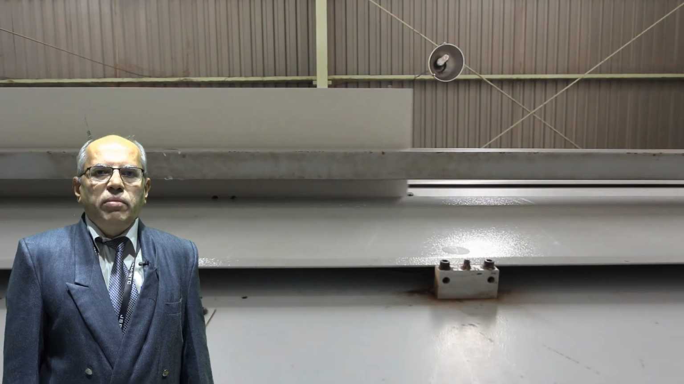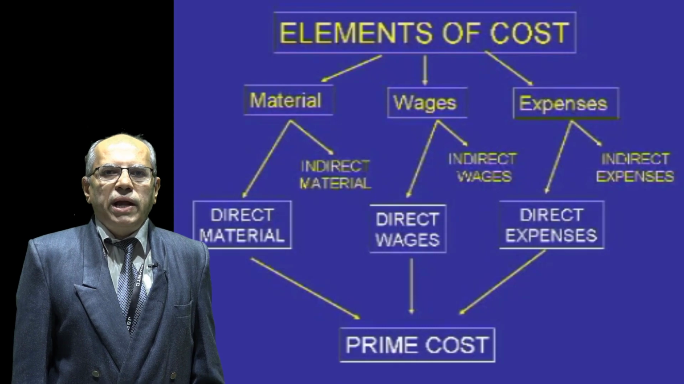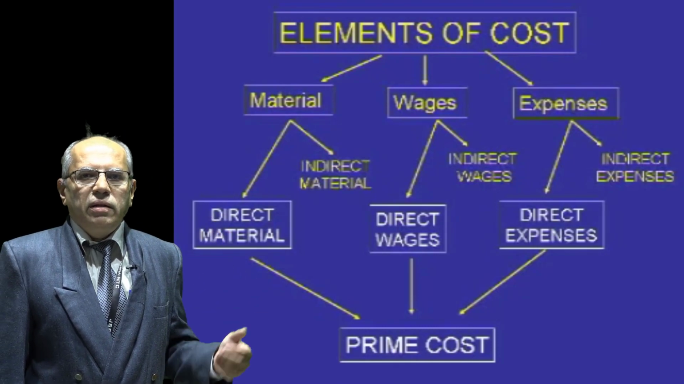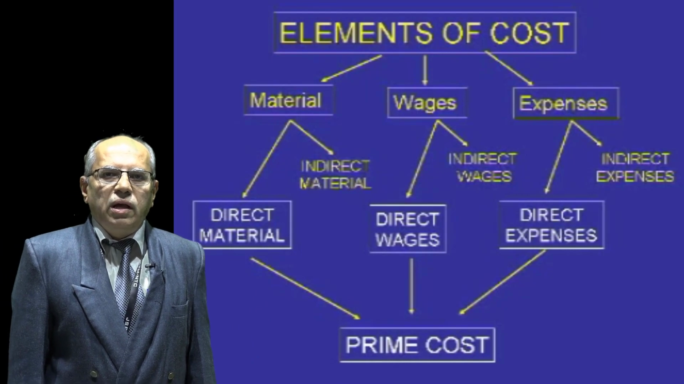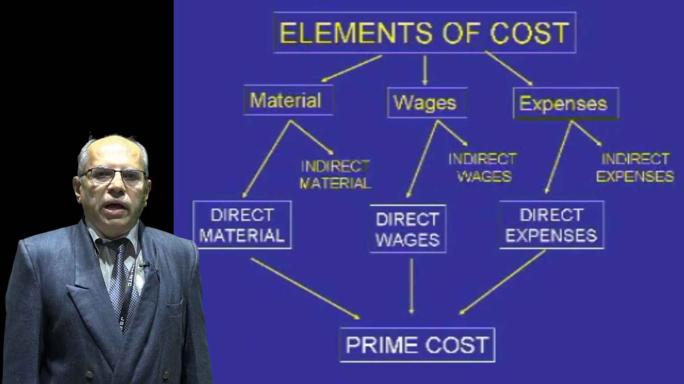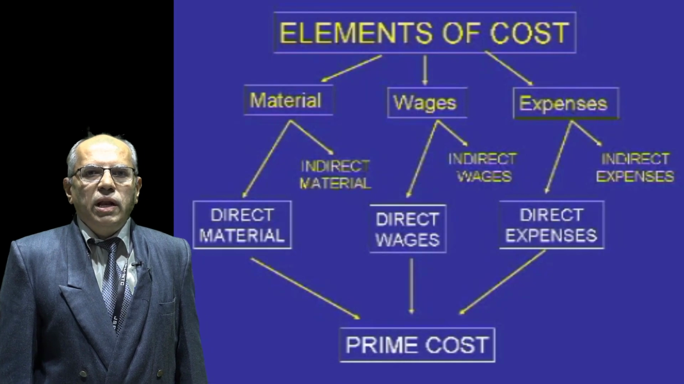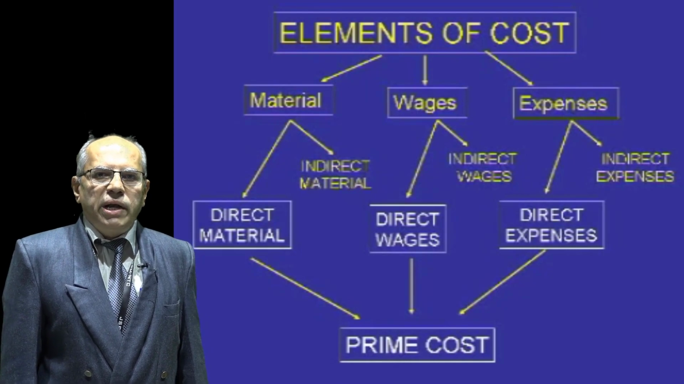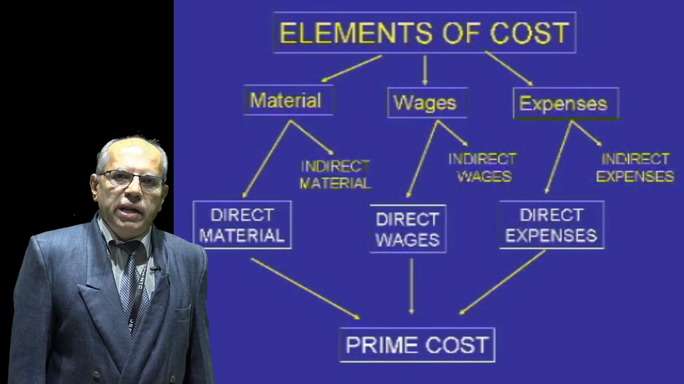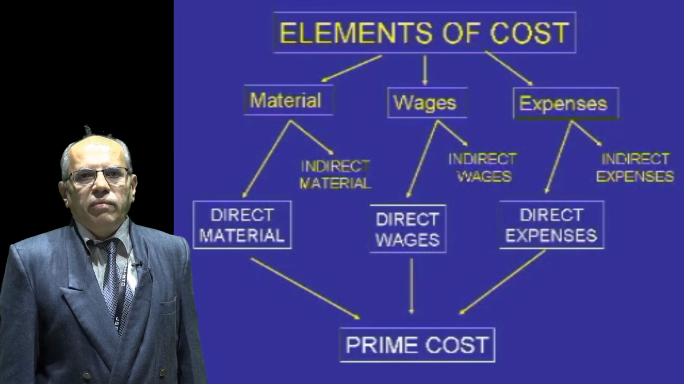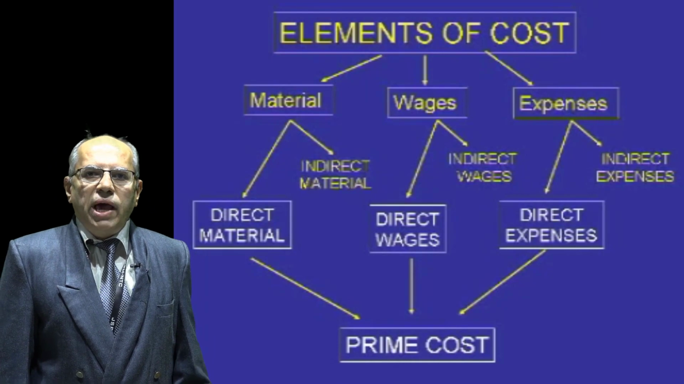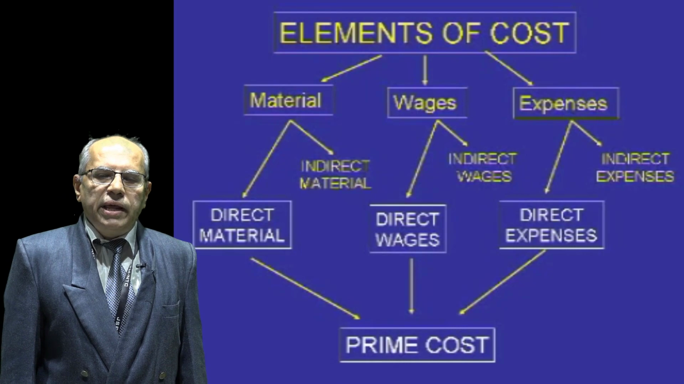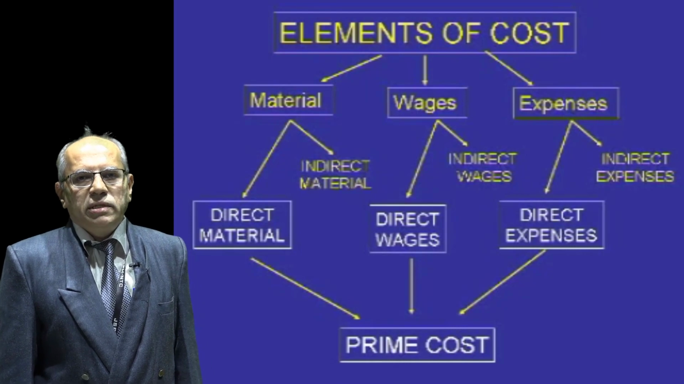Basically, elements are divided into three broad categories: material, labor, and other expenses. Again, these three elements are subdivided into two each. Material is divided into direct material and indirect material, whereas labor is also divided into direct labor and indirect labor. Other expenses, similarly, are direct expenses and indirect expenses.